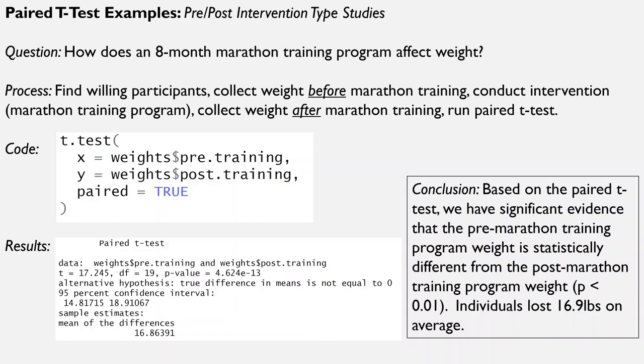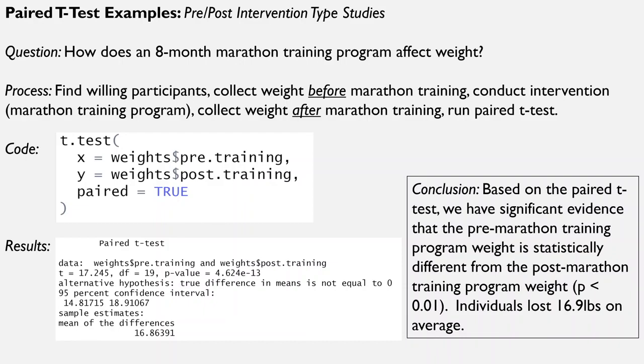Find people who are willing, and then collect weight or collect your data before you do the intervention. So you bring all these people in, weigh them, record that data, and then you conduct the intervention, which in this case is a marathon training program. You wait 8 months as they're doing this training program. You come back and then collect the weight after they have completed their training program. And then you run the paired t-test and see whatever you get. Okay, so again, the code t.test, pretty much always the code you'll use for t-tests.